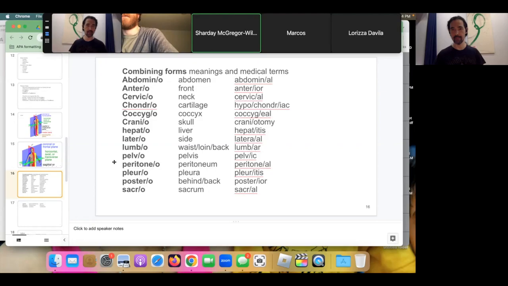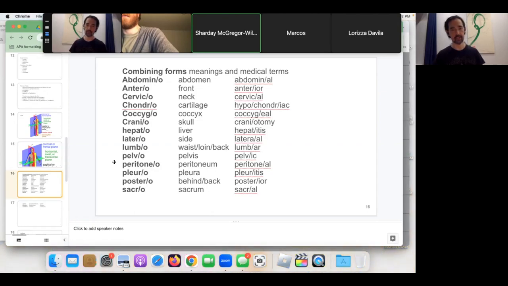So abdomino for abdomen, as in abdominal. Antero for front, as in anterior. Cervico, as in neck, cervical. Chondro, meaning cartilage, as in hypochondriac. Coccygo, as in coccyx, as in coccygeal. Cranio, as in skull, craniotomy. Cranium, hepato, liver, hepatitis. Latero, side, lateral. Lumbo, waist, loin, or back, as in lumbar.